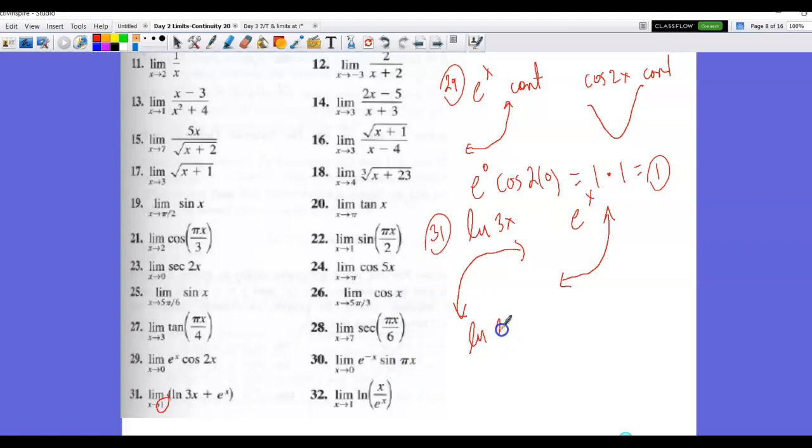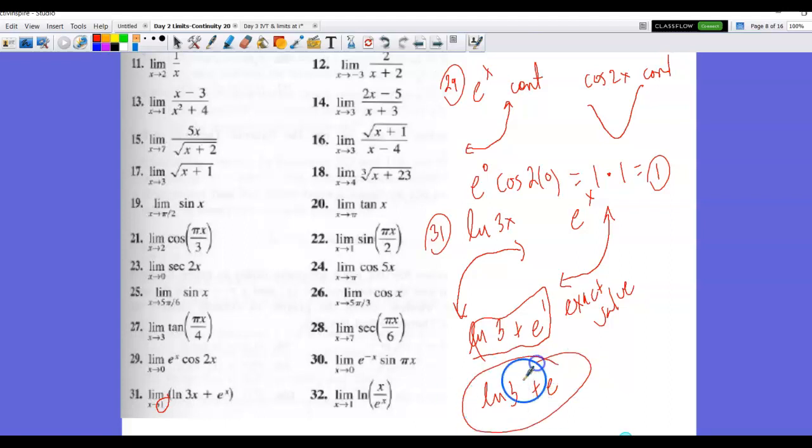The ln of 3 times 1, 3 times 1 is 3, plus e to the first power. And that's actually my answer. That is a number, an exact value. I don't need to pick up a calculator and do anything with it. The y value being approached is ln of 3 plus e, which is a perfectly legitimate and fine y value.